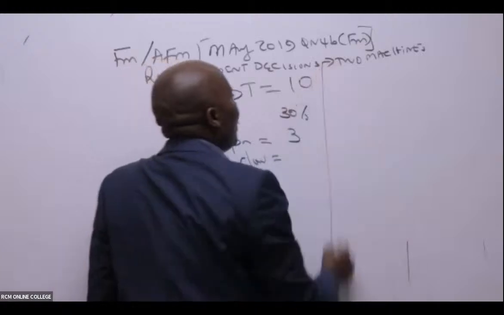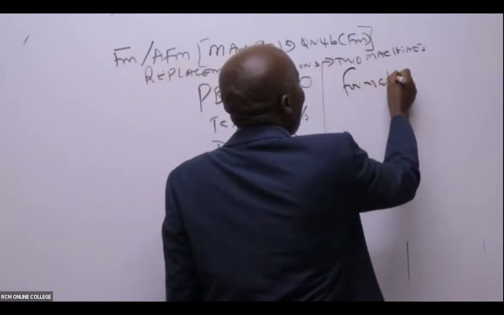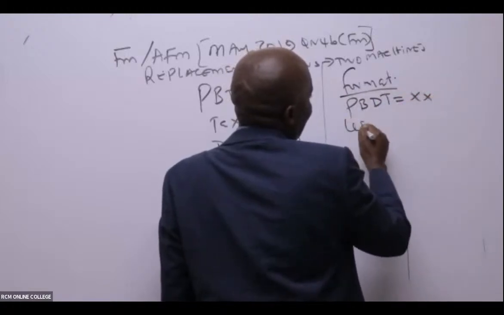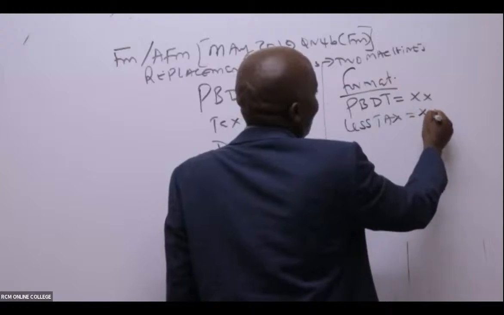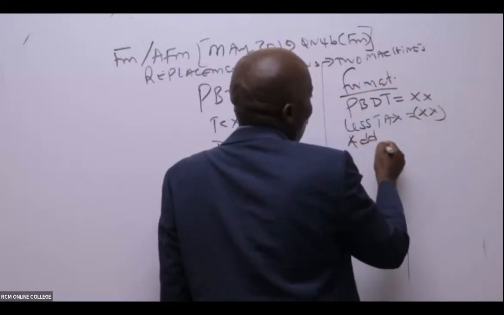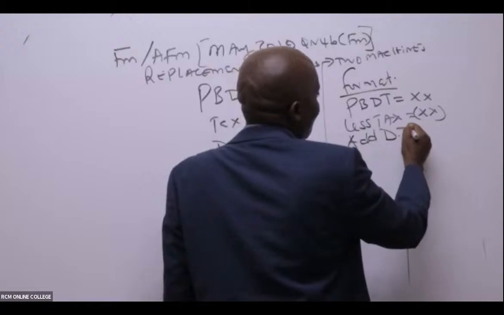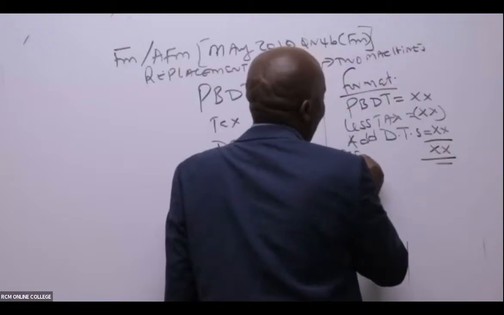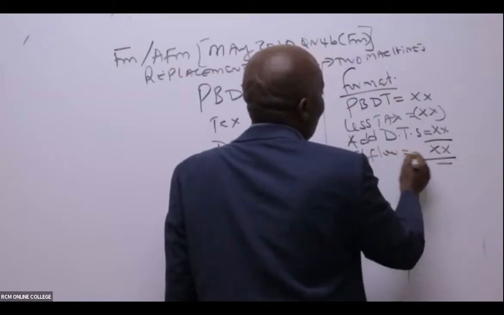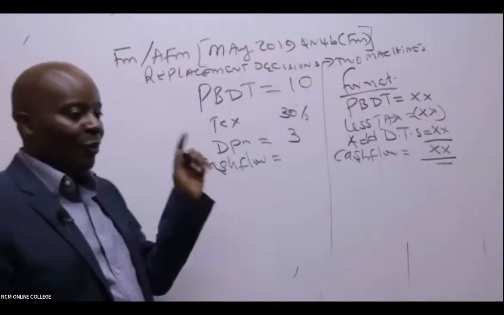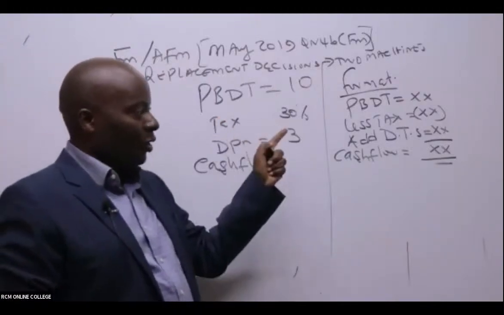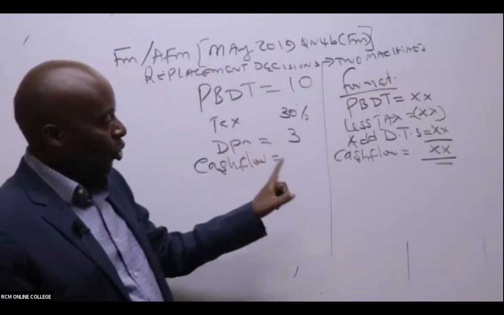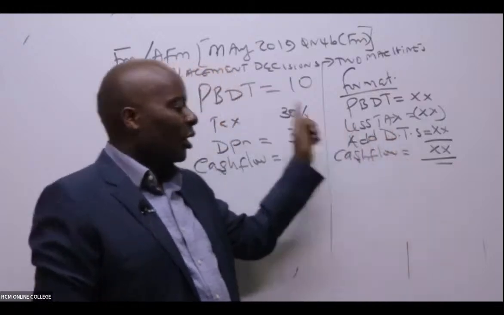Our format, if you're able to remember our pro forma, we normally take profit before depreciation and tax. We less taxation, and then we add what we call the depreciation tax shield to be able to get our cash flow directly. So we take profit before depreciation and tax, the figure is given, we tax it directly, and then we add the depreciation tax shield.